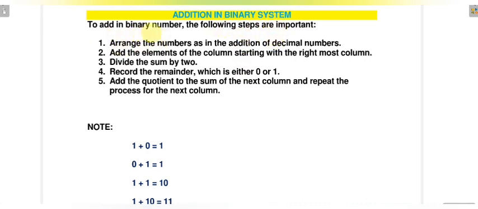To add numbers in binary, the following steps are very important. Arrange the numbers as in the addition of decimal numbers. That is, arrange them according to their place values. Add the elements of the column starting with the rightmost column. Divide the sum by 2. Record the remainder, which is either 0 or 1. Carry the quotient. The quotient is the exact number of times that 2 divides into the sum. So you add the quotient to the sum of the next column and repeat the process for the next column.